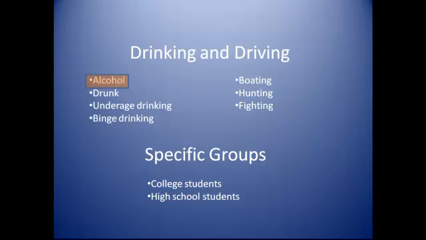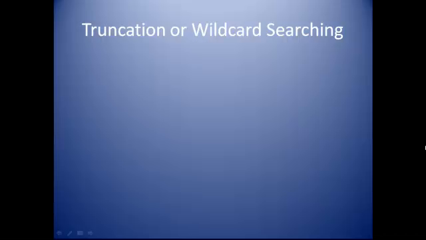I'll start with the terms alcohol and driving and look at ways I can truncate them. Truncation, also known as wildcard searching, lets us search for different forms of the same word. For instance, I might want any form of the word alcohol. I don't care if an article talks about alcohol or alcoholism. I want that article. I could search once for the word alcohol and another time for the word alcoholism, but there is an easier way.